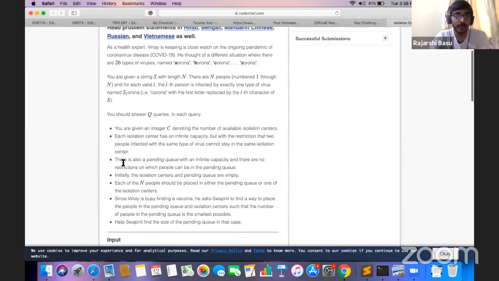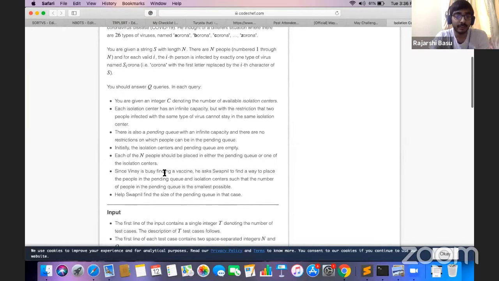So we have Q queries. The definition of a query is rather long. Effectively, what it wants is that we distribute all the people into C isolation centers, and there is a large pending queue, like a large buffer region. We want to maximize the number of people that we can put in any one of the isolation centers. The only restriction is that if two people are in the same isolation center, they must have the same kind of disease.